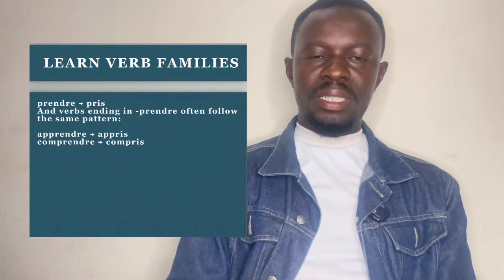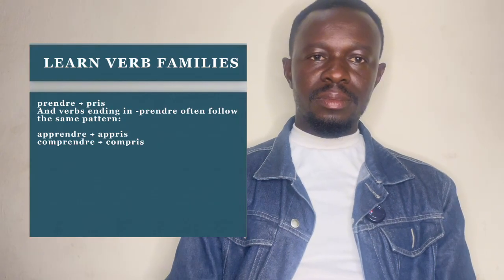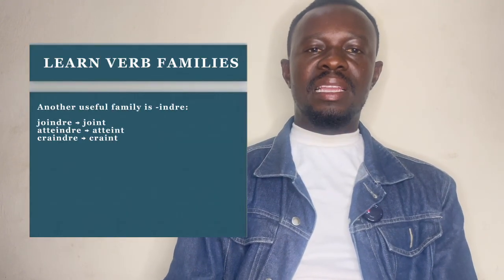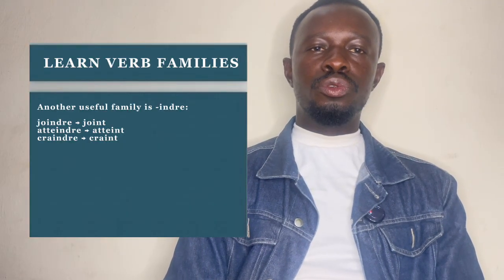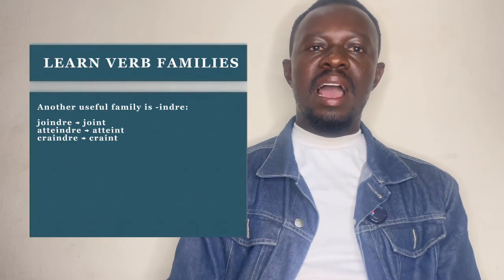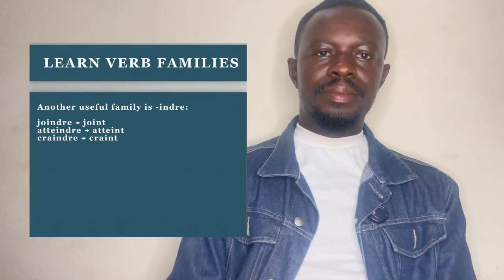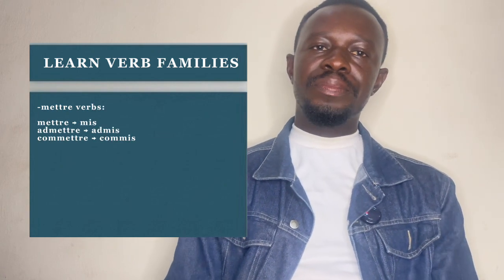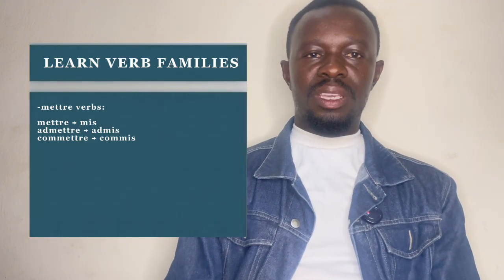For instance, apprendre changes to appris. Comprendre changes to compris. Another useful family is the -indre family. You can see it in joindre, attendre, and craindre. So now, in their past participle, joindre changes to joint. Attendre changes to attendu. Craindre changes to craint. Now, let's look at the mettre family. So, mettre changes to mis. Admettre changes to admis. Commettre changes to commis.